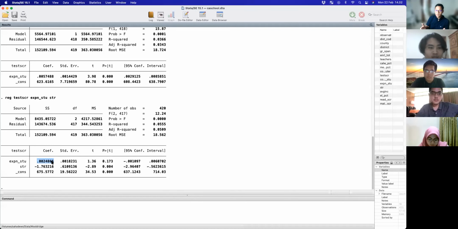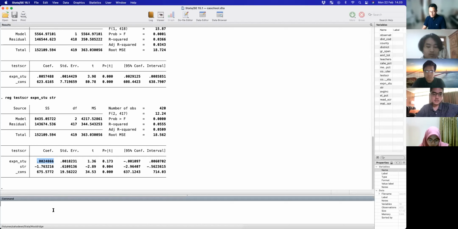Now, this is an illustration for all of you that, if we forget to include variables that not only correlate with test score, but also correlate with expenditure per student, then the estimated coefficient of the expenditure per student could be biased. Okay, and although we don't know the value of the bias, since we don't know the value of the parameter, if there is a drastic change in the estimated coefficient of the expenditure per student, as we see in this case, then that's one indication of bias.